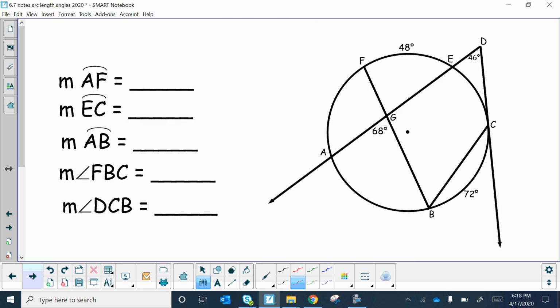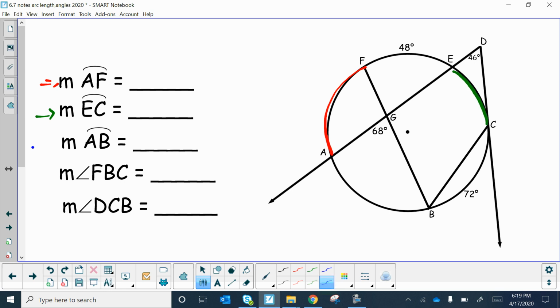All right, let's try one more big puzzle. I have lots of angles that were given. I got a couple of arcs. No, 2 angles or 2 arcs, actually. Okay, so I got to find the measure of AF. So measure of arc AF is right here. So I got to find that arc. I got to find EC. So EC is from there to there.